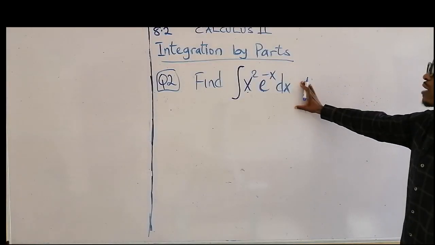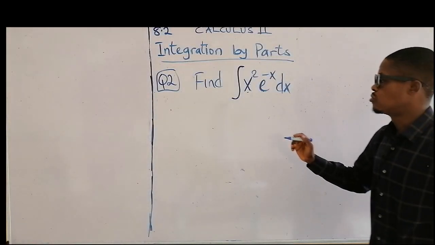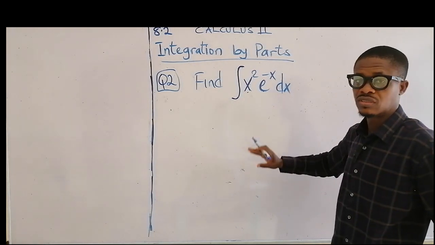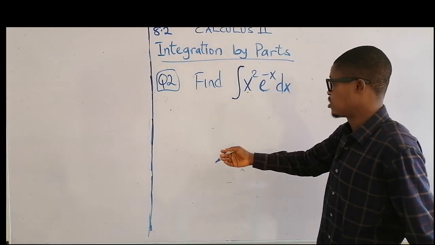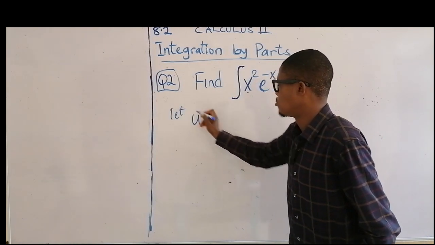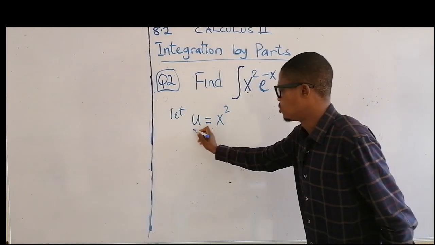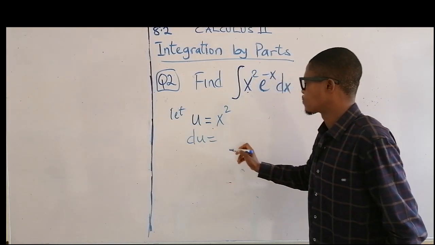Yeah, question 2, we have the integral of these two functions. The u must be the function that becomes singular on differentiation. So u is equal to what? Let u be this one. This one becomes singular on differentiation. So the u is equal to what?